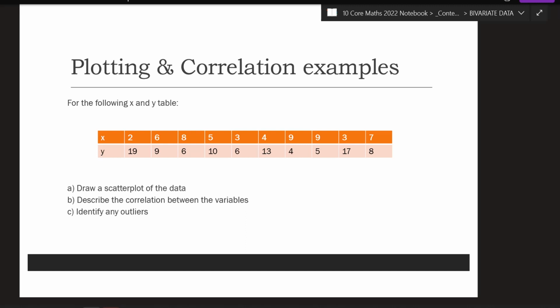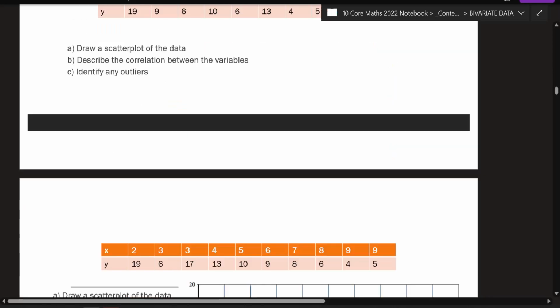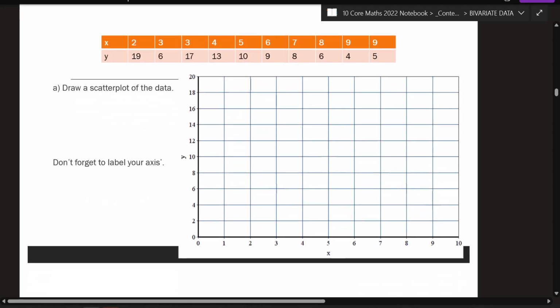So in this table, we need to draw a scatter plot, describe the correlation, and then identify if there's any data that doesn't belong, any outliers. All right, let's go to this page. Now, I've already drawn the graph for you, so you don't have to. But one thing you need to make sure is make sure you label your axes, so X and Y, whatever X and Y is. So X could be, whatever the variable might be, and then Y is the other variable. You've got to make sure you put it in.